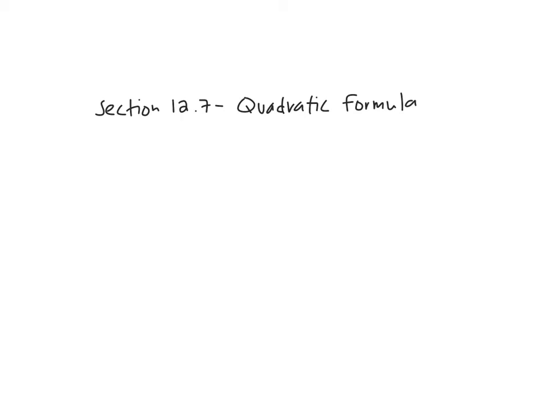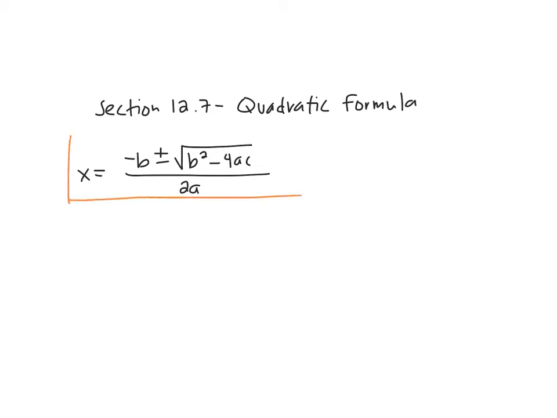The quadratic formula is x equals negative b plus or minus the square root of b squared minus 4ac, everything divided by 2a. So that is our quadratic formula, and something that you should commit to memory.